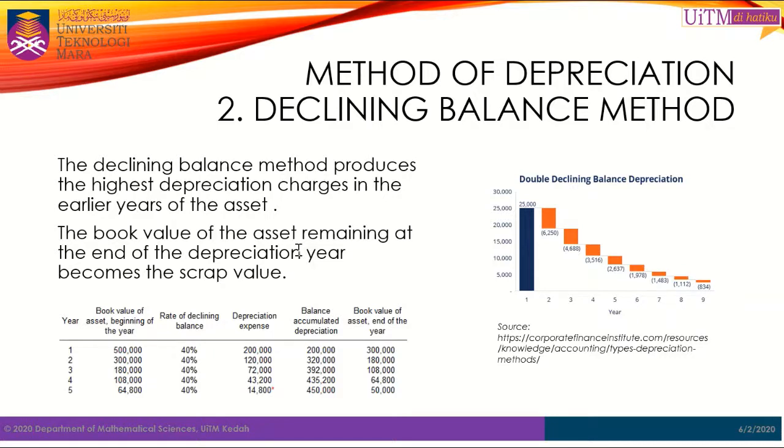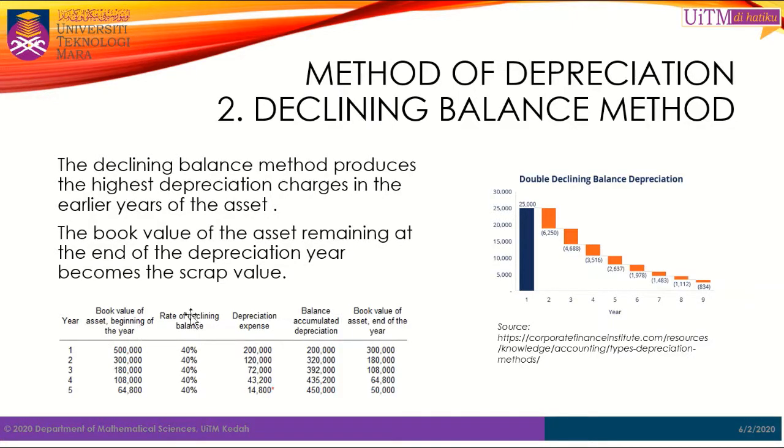So the declining balance method produces the highest depreciation charges in the earliest year, and the book value of the asset remaining at the end of the depreciation year becomes the scrap value, right? So what it says here, the book value at the end of the useful life, for example in this case the useful life is 5 years, 50,000 here, this is the scrap value.